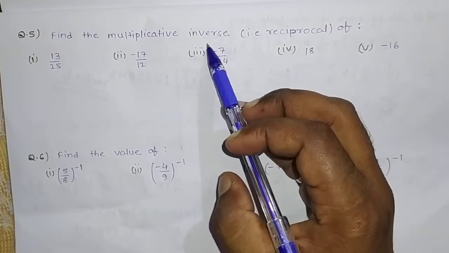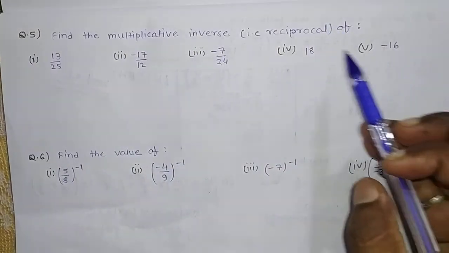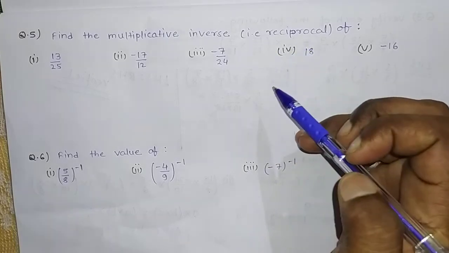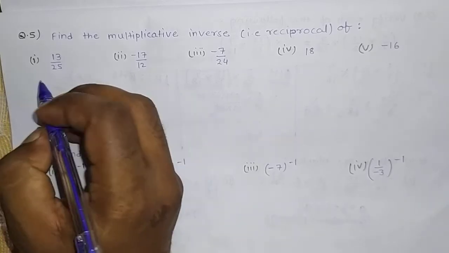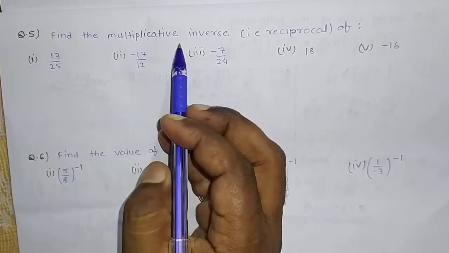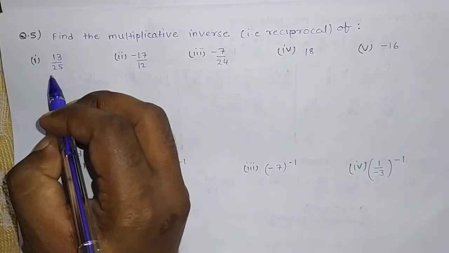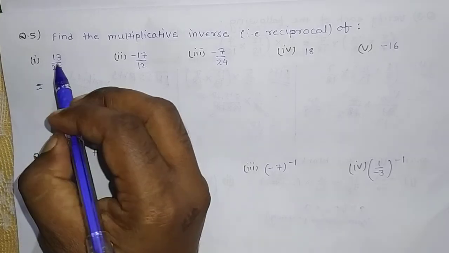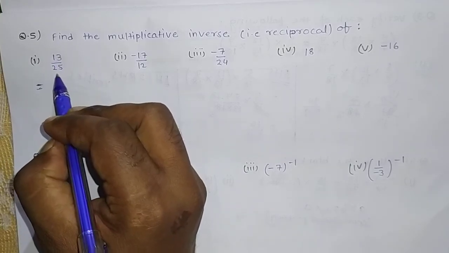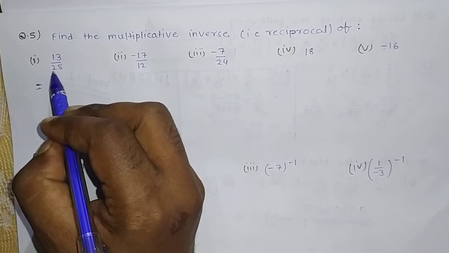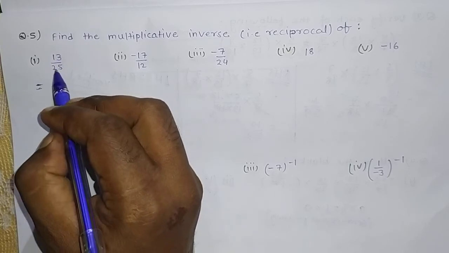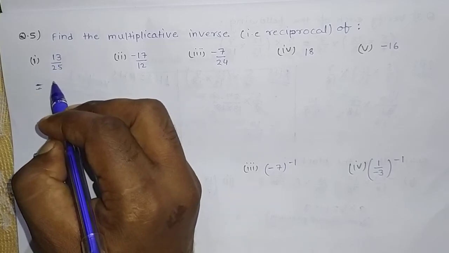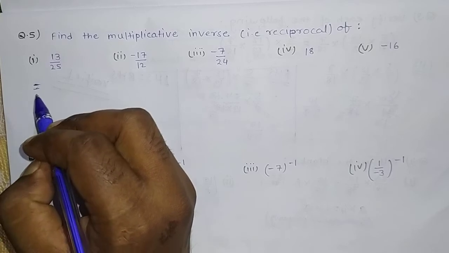Find the multiplicative inverse of these numbers, and this is also called reciprocal. Now we know what is multiplicative inverse or reciprocal? Simply, let's suppose the question is given 13 upon 25. Numerator is 13 here and denominator is 25 here. We have to just exchange these numbers. Denominator becomes numerator and numerator becomes denominator. So this is simply multiplicative inverse.